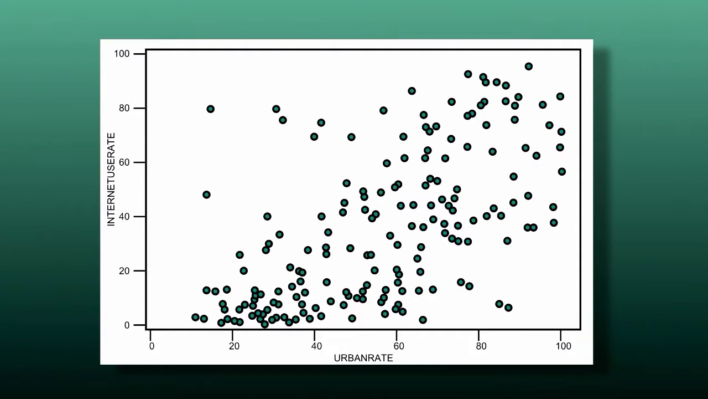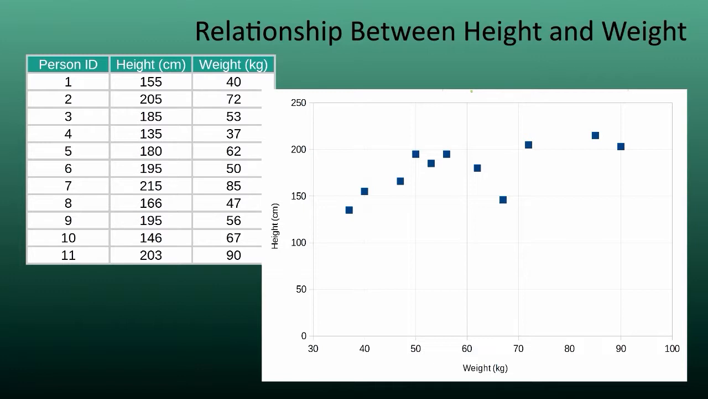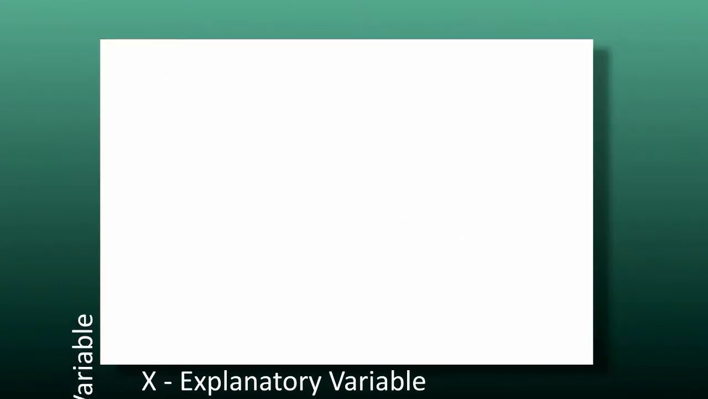When describing the overall pattern of the relationship, we look at its direction, form, and strength. The direction of the relationship can be positive, negative, or neither. A positive or increasing relationship means that an increase in one of the variables is associated with an increase in the other. A negative or decreasing relationship means that an increase in one of the variables is associated with a decrease in the other. Not all relationships can be classified as either positive or negative.